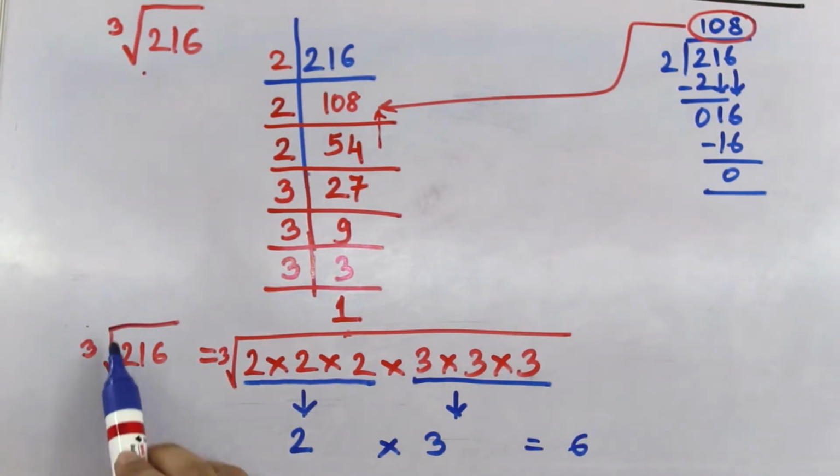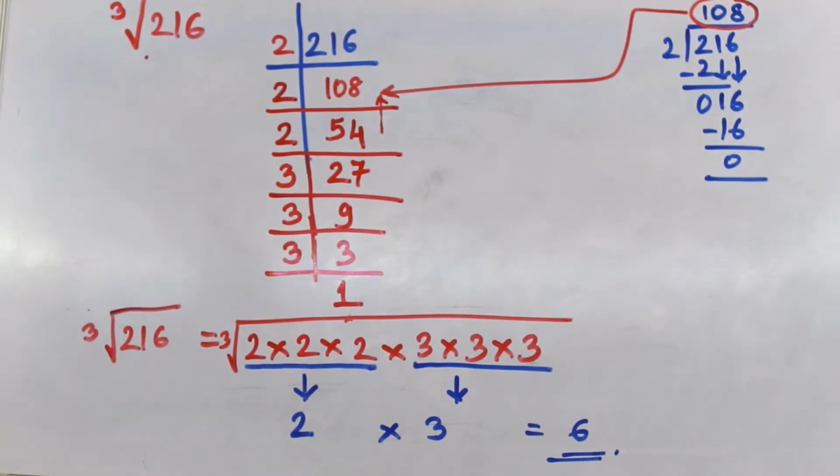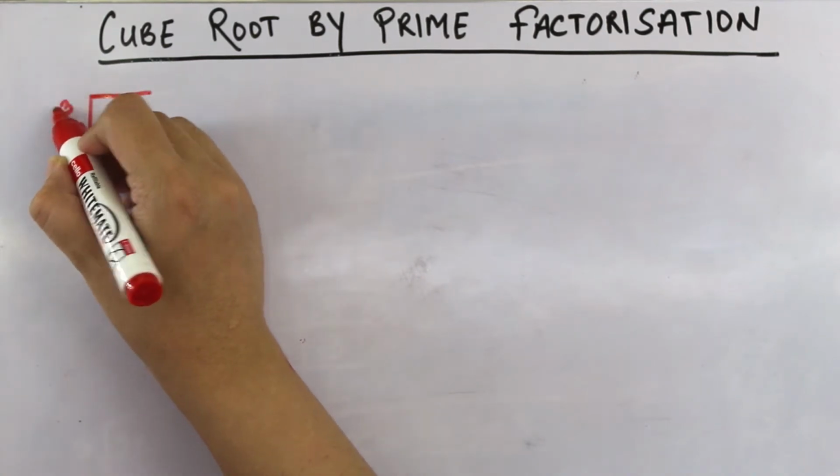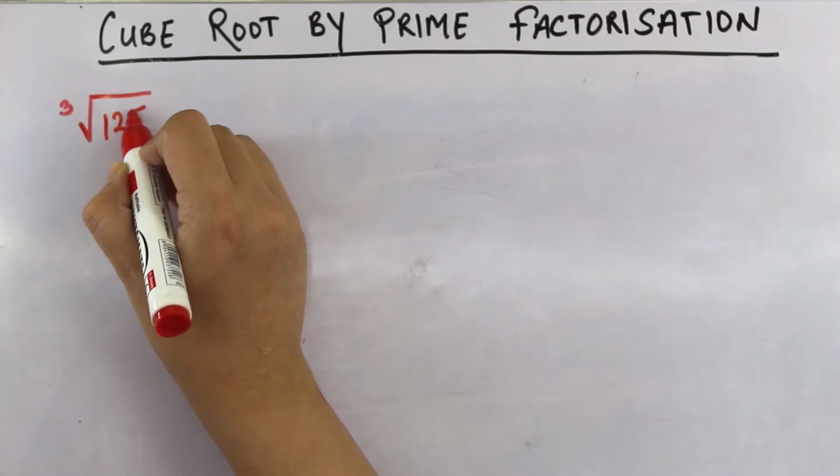So the cube root of 216 is 6. This is my final answer. Let's look at another example to get this concept clear. Suppose I have to find the cube root of 125.